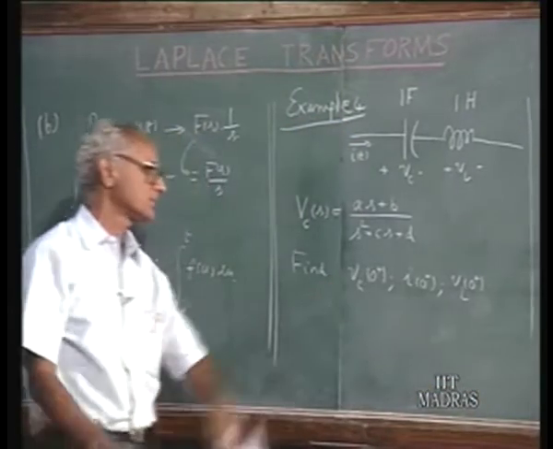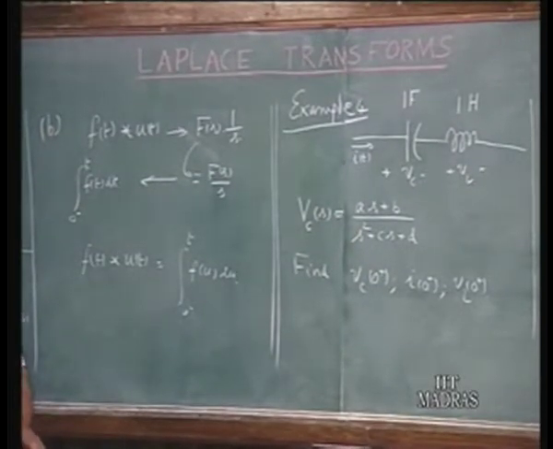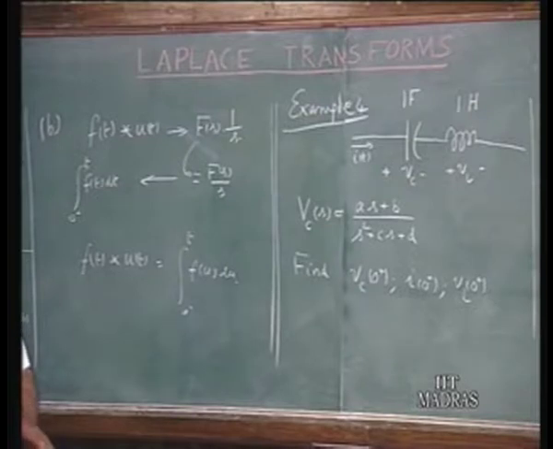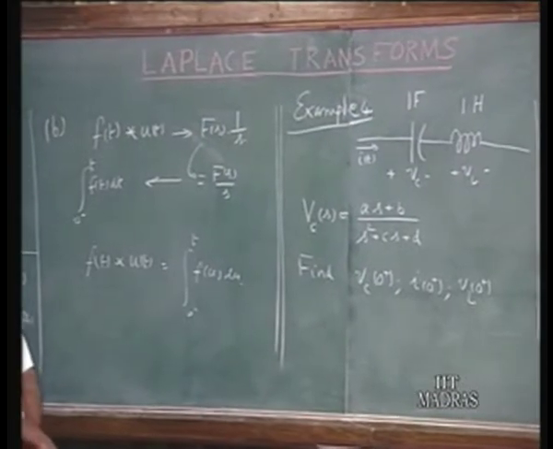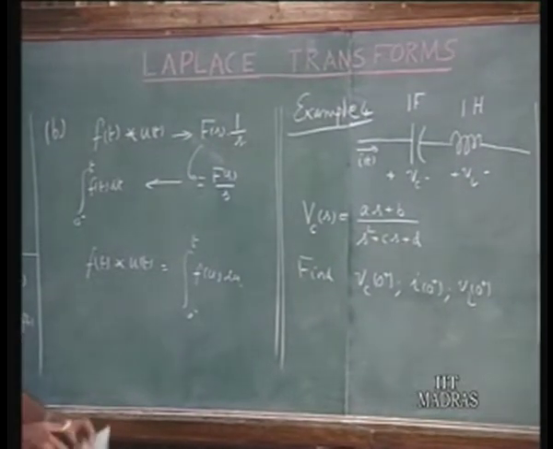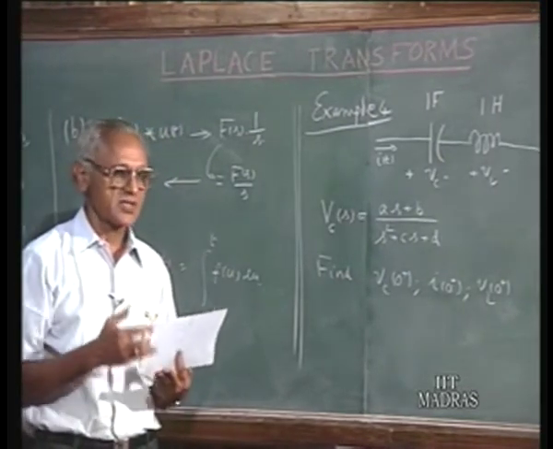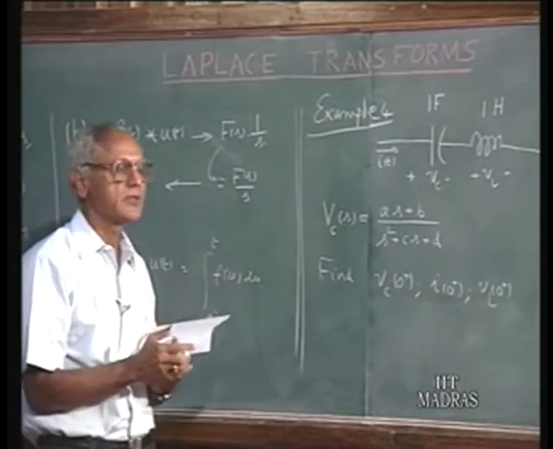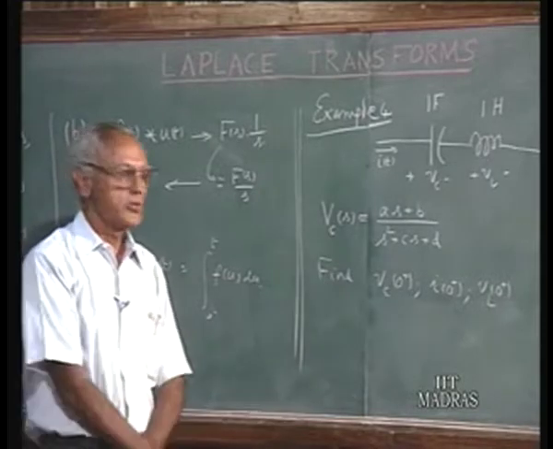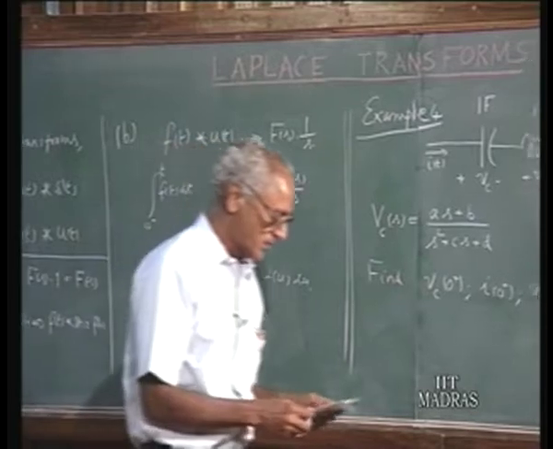Now, since we are interested in finding out the 0 plus values in all these situations, we can assume that the Laplace transform defining integral starts from 0 plus onwards, not from 0 minus, because we are after all interested in 0 plus values. That means we ignore any jumps in these functions from 0 minus to 0 plus. We assume that all our functions start from 0 itself, and therefore we can use the 0 plus value instead of 0 minus value wherever it is necessary. So let us see.